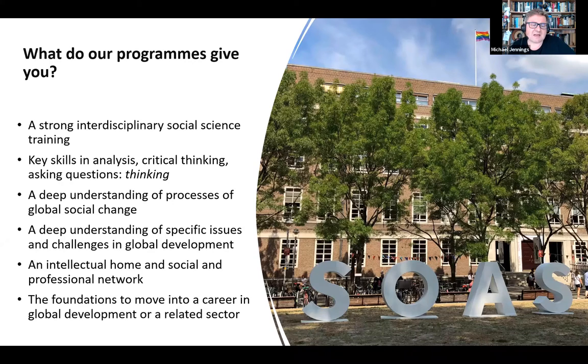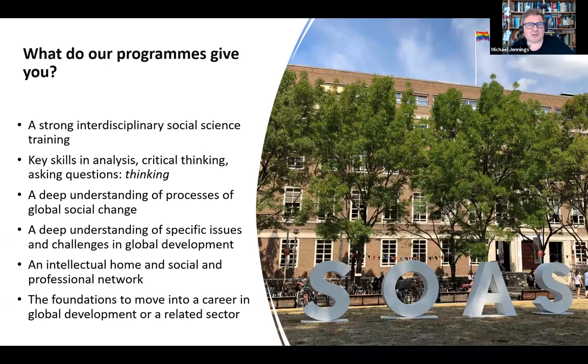It gives you an understanding of processes of global social change, an understanding of the specific issues and challenges in global development and what form they take in different regions, as well as what the responses from global and local development actors are and the extent to which they're working, an understanding of the way that our interconnected globalized world works, and an intellectual home and a professional network of those who are working in global development.